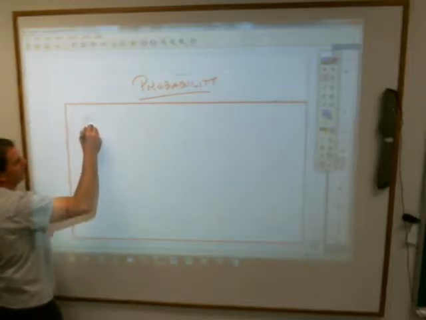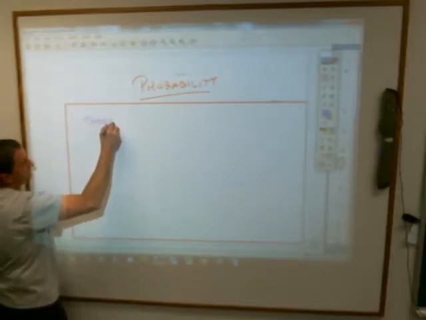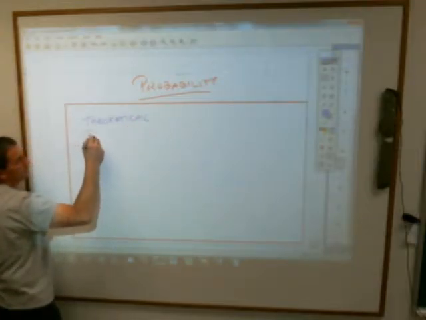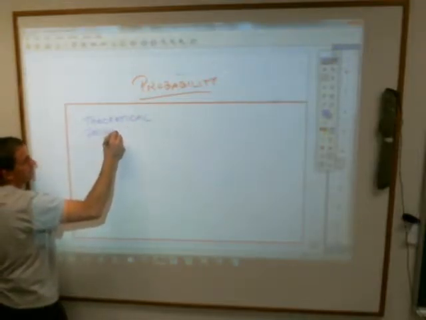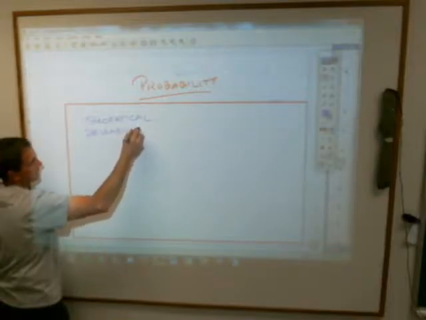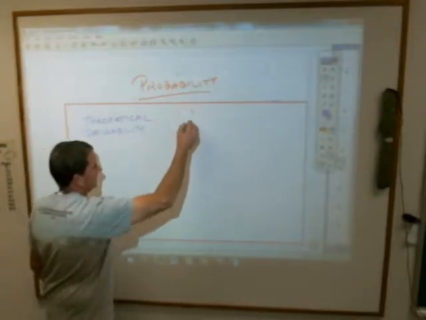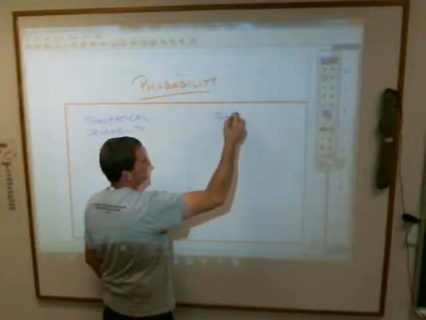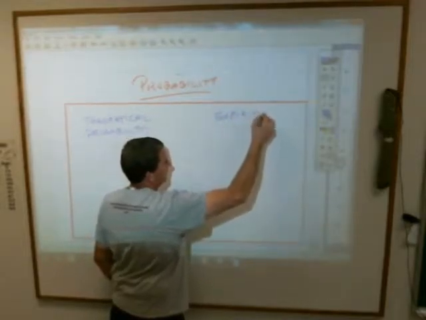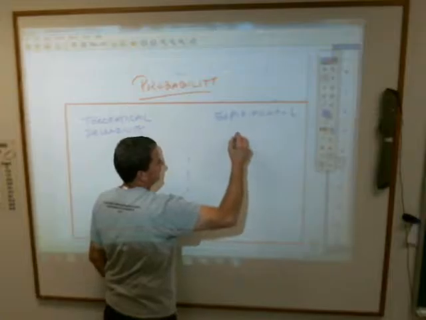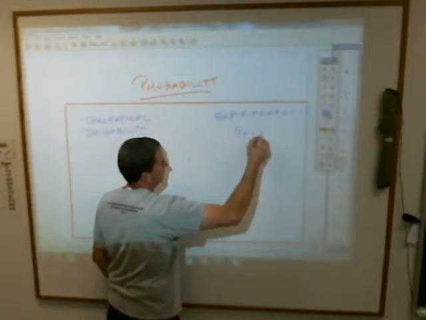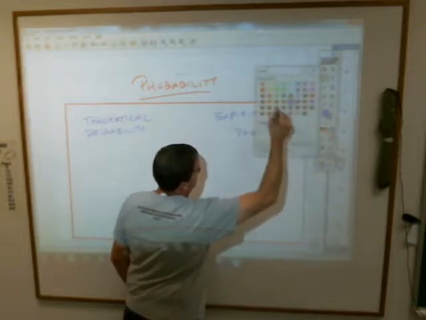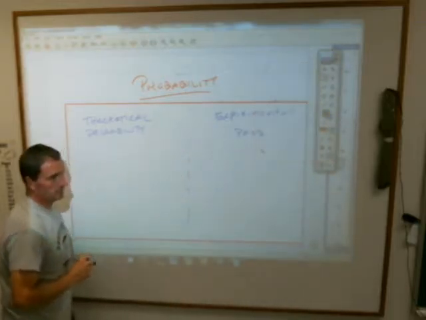We have theoretical probability. And we have over here experimental probability. Anybody care to speculate what the difference between the two is?